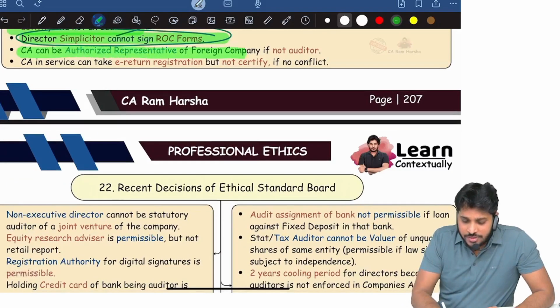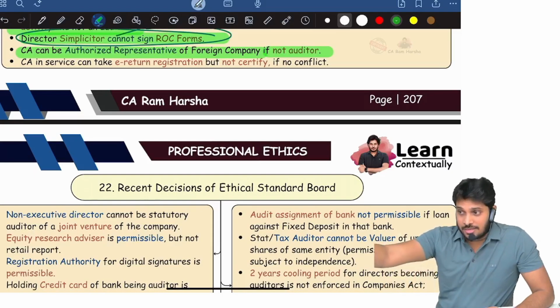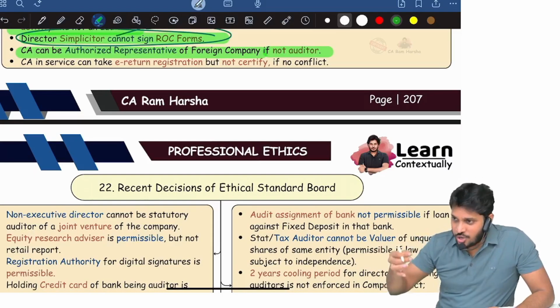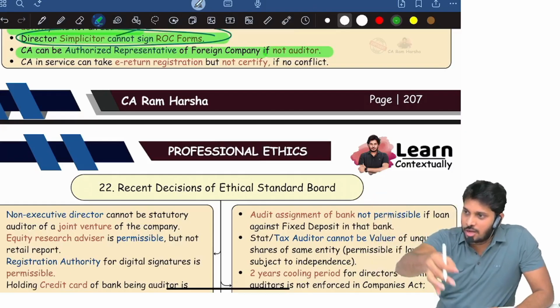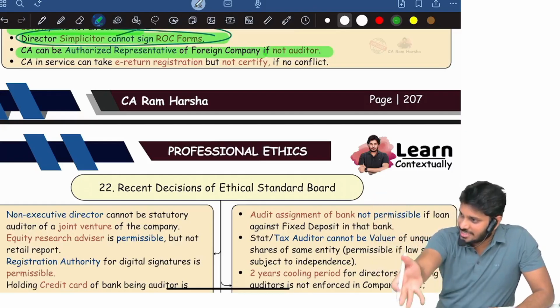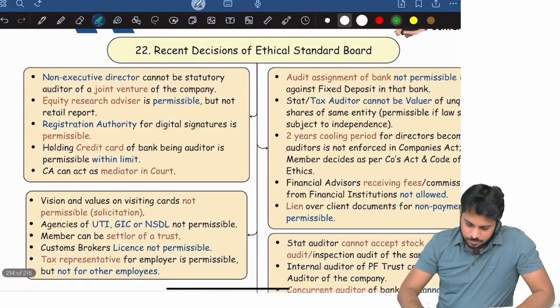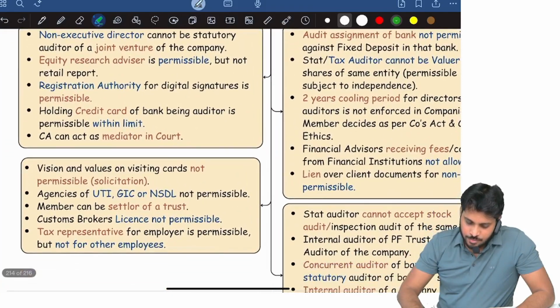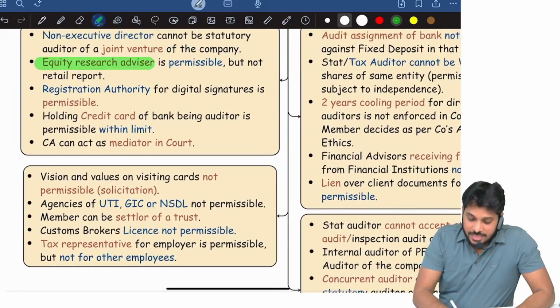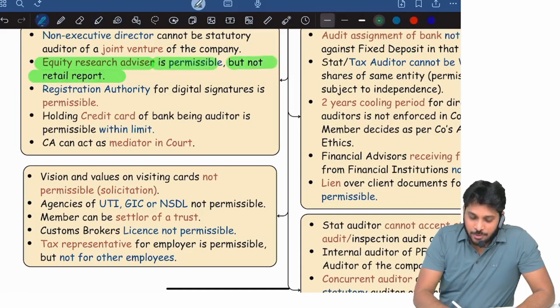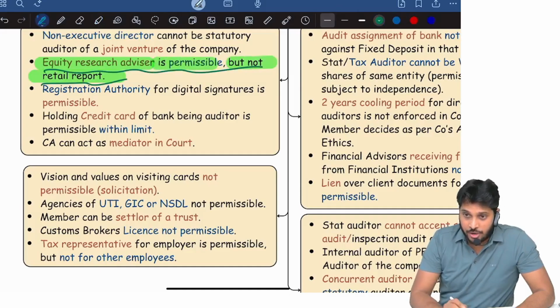You can be an authorized representative of a foreign company, but not an auditor at a time. At a time, you can't act as an auditor for the foreign company and also authorized representative. Representative means you're an insider. Equity research advisor is permissible, but not retail report. You can be an equity research advisor, but you cannot publish a retail report.